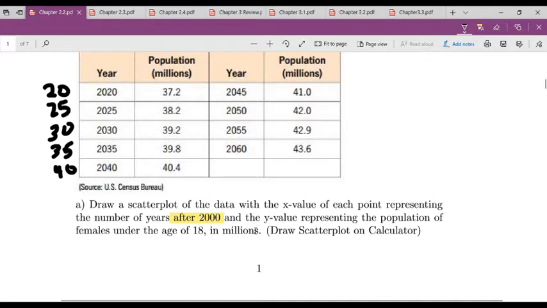And the Y value represents the population of females under the age of 18 in millions. So this is essentially our X for our year, and our population is our Y. If you need to write that, be my guest. So that's your X. Remember, this is your Y.